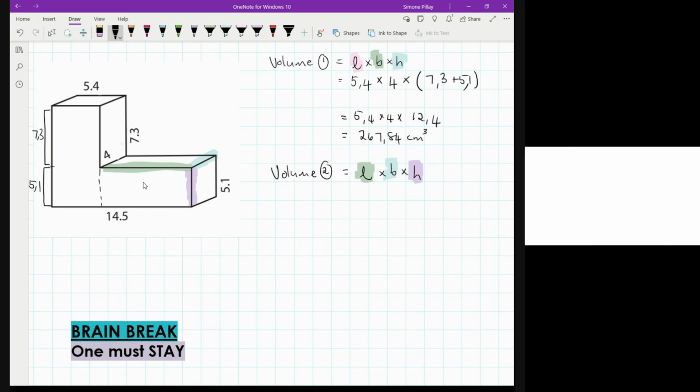So immediately, I'm seeing that this entire line is 14.5. But I don't want the entire line. I only want to know what this portion is to get my length. If I can figure out what this portion is, I know that this will be equal. So now we're trying to figure out what this portion of the line is.